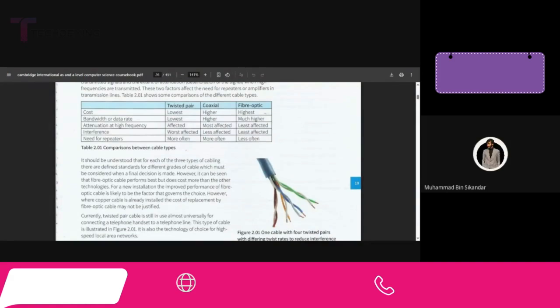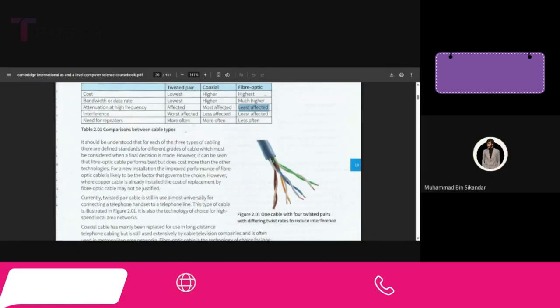Fiber optic attenuation: twisted pair is affected, coaxial is most affected, fiber optic is least affected because light can travel through anywhere. For example, whenever the sun rises, you have your curtain in front of the window, even if the curtain is a little bit to the side, the light will be able to come inside because light makes its own way.